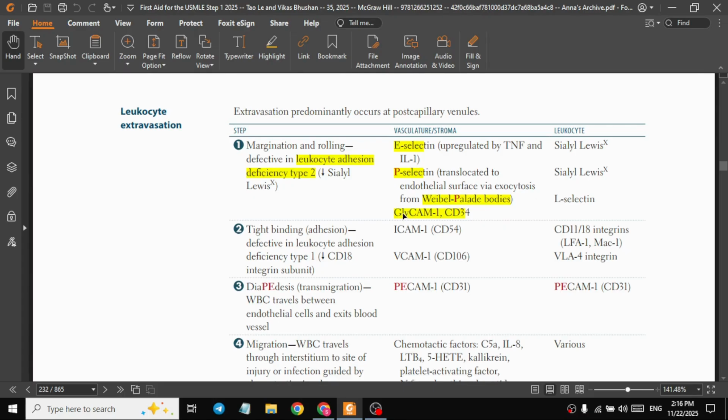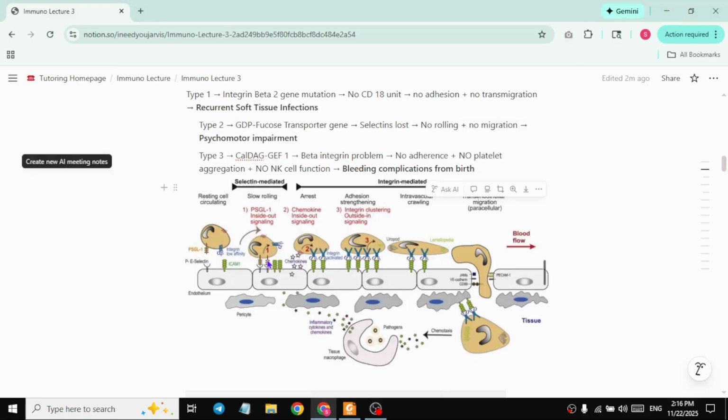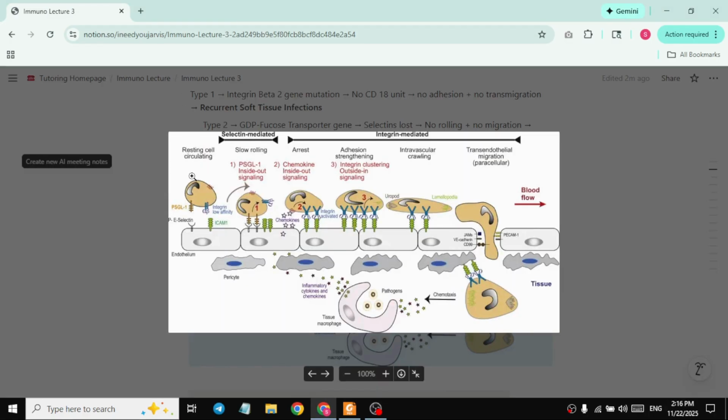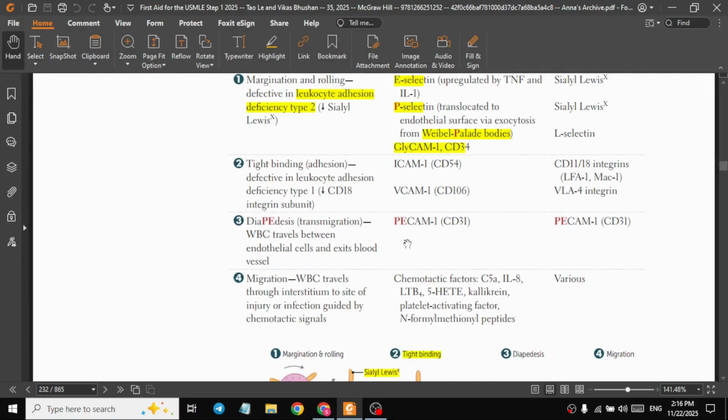And then there's a couple of other ones that they've written in here, GlyCAM and CD34, all of them still selectins. Now, the selectins are basically slowing down, and imagine a plane landing and going into the hangar. The plane lands as soon as it touches down, it usually lands using selectins. Once it's done rolling and comes to an arrest, now you're in integrin domain. Which integrins are going to be involved? You're going to see the ICAM and the VCAM.